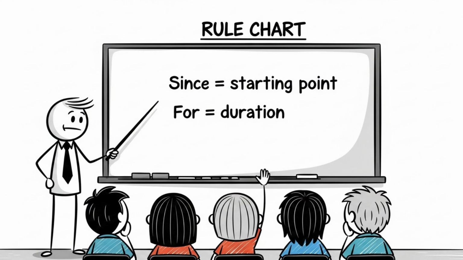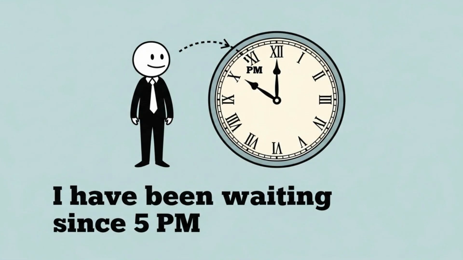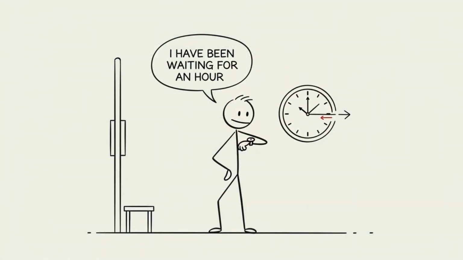Important rule. We usually use "since" and "for" with perfect tenses, especially the present perfect. For example, "I have been waiting for an hour." "I have been waiting since 5 p.m." But saying, "I waited since 5 p.m." is incorrect, so remember this small rule when speaking.